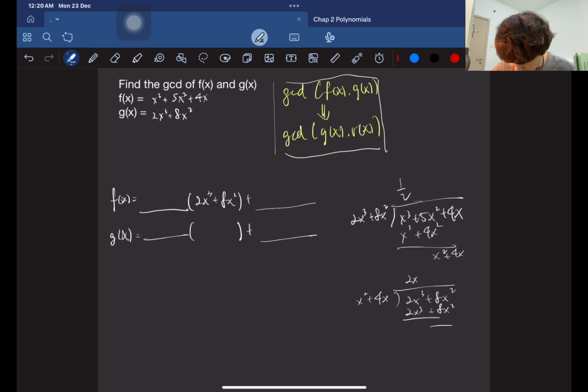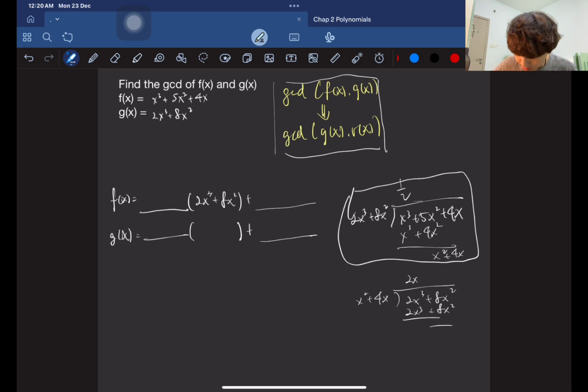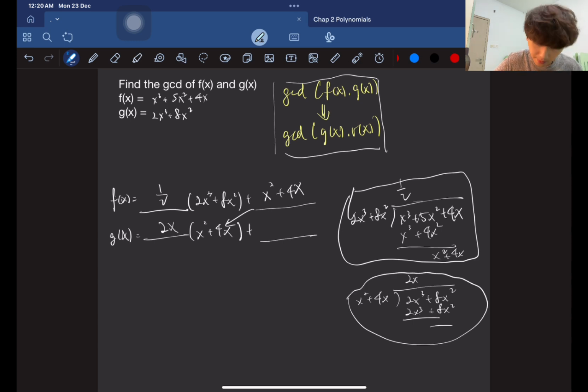So we have already divided the f(x), then we get a half, then plus the remainder x squared plus 4x. So let's continue. Input the value into it, x squared plus 4x. So we need to divide the g(x) by the remainder we just got. So it's 2x. So the remainder is 0. That means it gets completely divided.